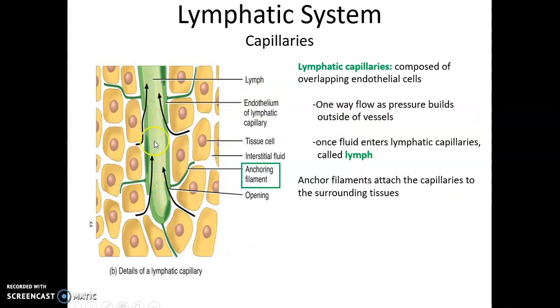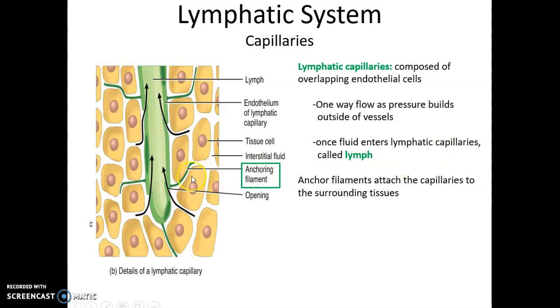All right, so the lymphatic capillaries are composed of overlapping cells, and as the pressure from the fluids builds up outside of the lymphatic capillaries, it will end up pushing on the walls of the lymphatic capillaries and cause a gap to form between these overlapping cells, and then the fluids can enter the lymphatic capillaries. Once the fluid enters the lymphatic capillaries, it is now called lymph.